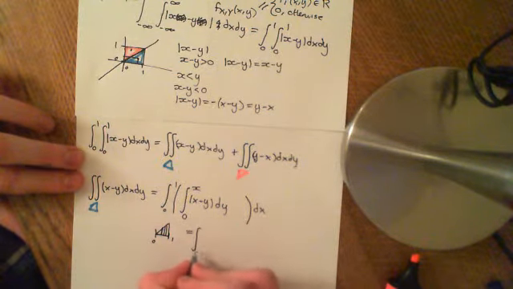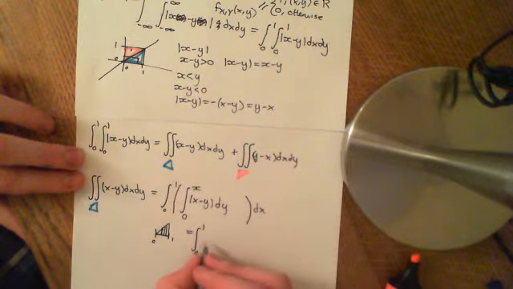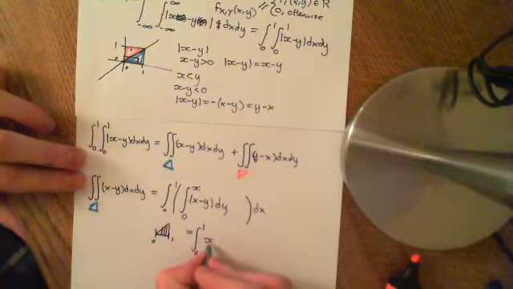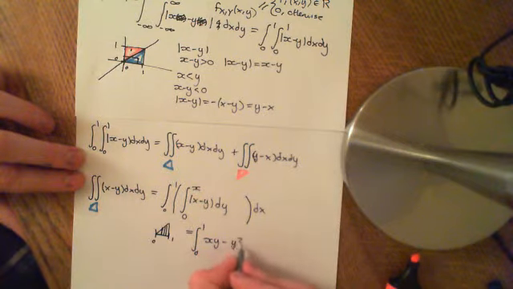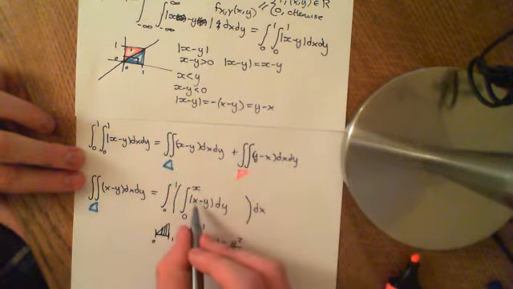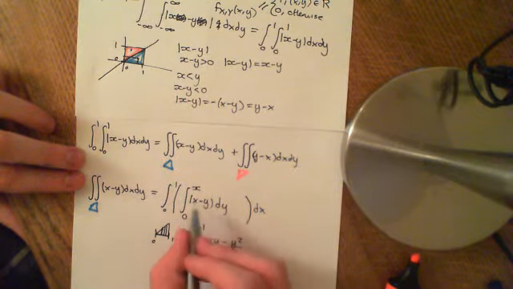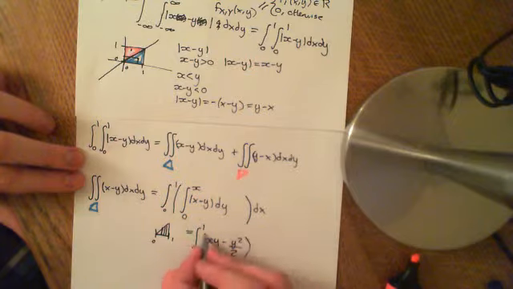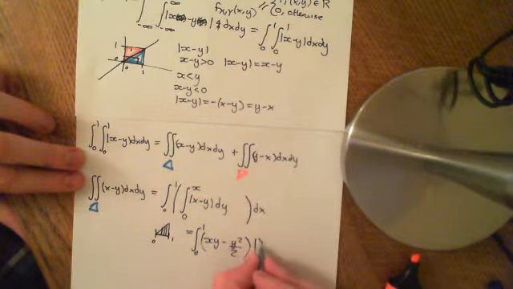Okay, so this is the integral from 0 to 1. Now let's do this integral. If we're integrating dy, we get xy minus y squared over 2. So you view x as a constant, so this anti-differentiates to xy, and this one differentiates to minus y squared over 2. We then need to evaluate between 0 and x, and we then need to integrate that dx.